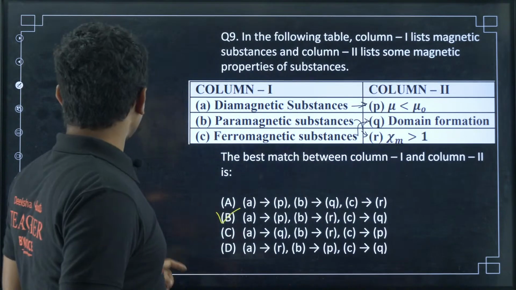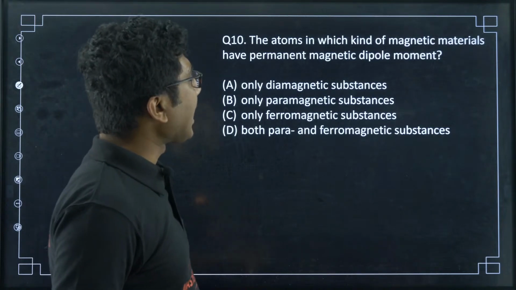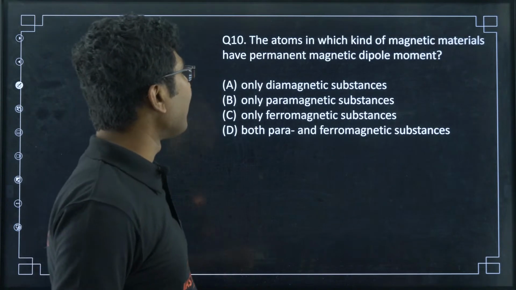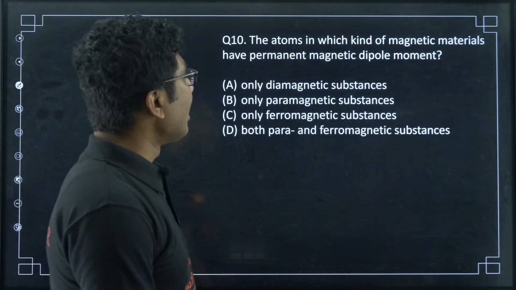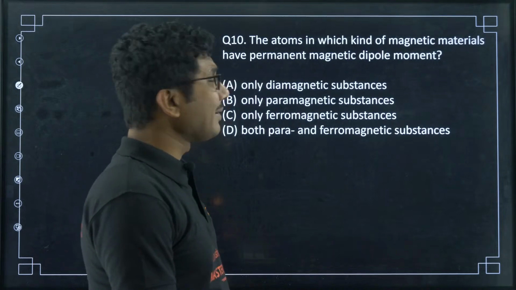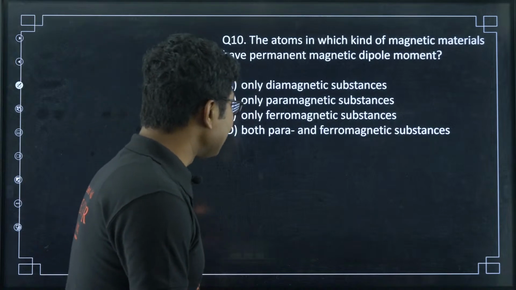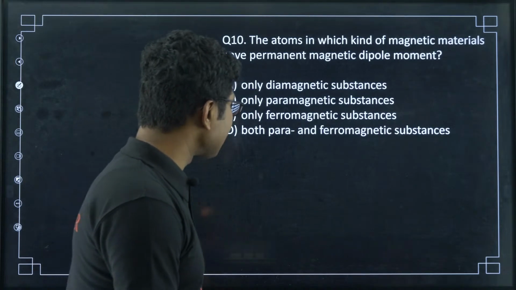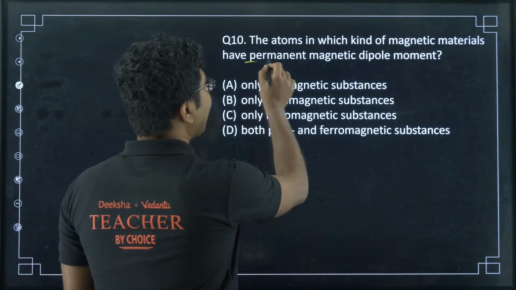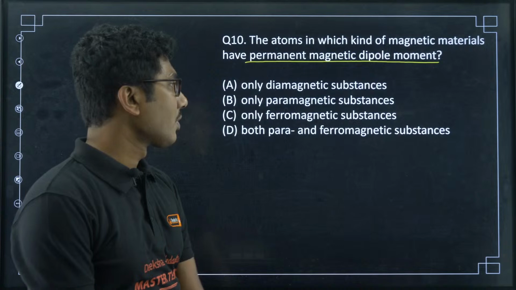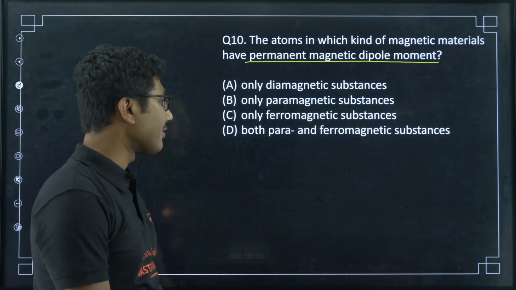So question number 9 is 9B. Now say question number 10. Atoms in which kind of magnetic materials have permanent magnetic dipole moment? Only diamagnetic substances, only paramagnetic substances, only ferromagnetic substances, both para and ferromagnetic substances. So permanent magnetic dipole moment. Very important. Permanent magnetic dipole moment, which of the following substances can have?